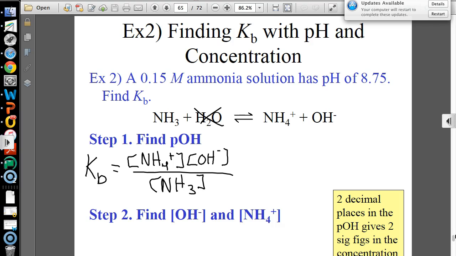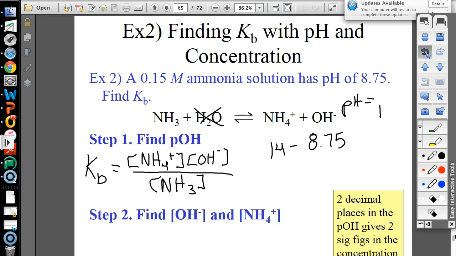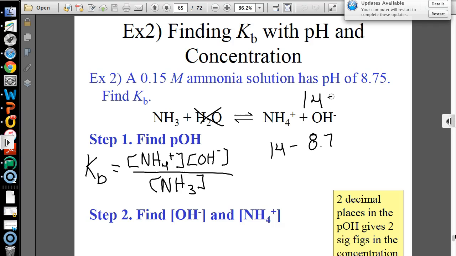And so I know that it has a pH of 8.75. So what would be the fastest way to find the pOH? Yeah, so there's my 14 friend. So 14 minus 8.75. Now let me just write out the formula. Sorry, I'm rearranging the formula first. So 14 is equal to the pH plus the pOH.